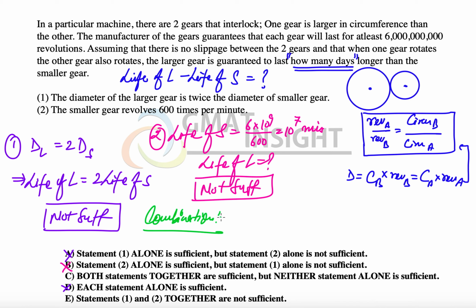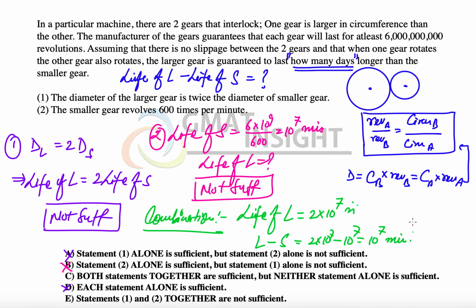Step 3 is combination of the two statements. Now that we combine the two statements, we know that the life of S is 10 to the power 7 minutes. That means life of larger gear will be twice of 10 to the power 7 minutes. That means the life of larger gear minus life of smaller gear will be 2 times 10 to the power 7 minus 10 to the power 7, which is equal to 10 to the power 7 minutes, a unique value in minutes. We can convert it into days as well to answer the question. Therefore, we say that the statements together are sufficient, and therefore the final answer becomes option C. Thank you so much.